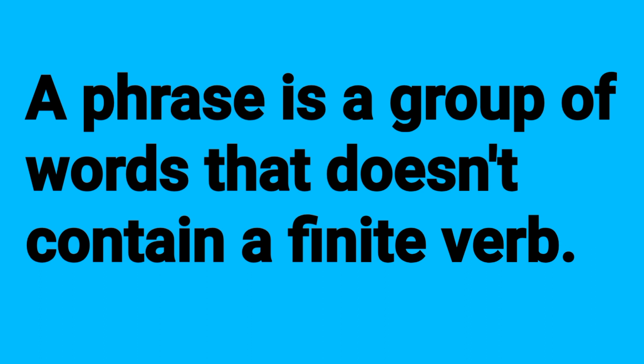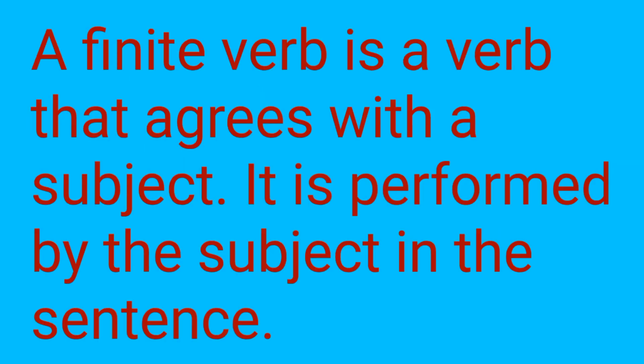Now, in case you have forgotten what a finite verb is, we defined a finite verb in our previous lesson as a verb that agrees or works with a subject in a particular sentence. A subject is the doer, the performer, or the instigator of an action. Now, the finite verb is a verb that works with that subject. For a verb to be finite, it must have a subject that it agrees with to make it finite.